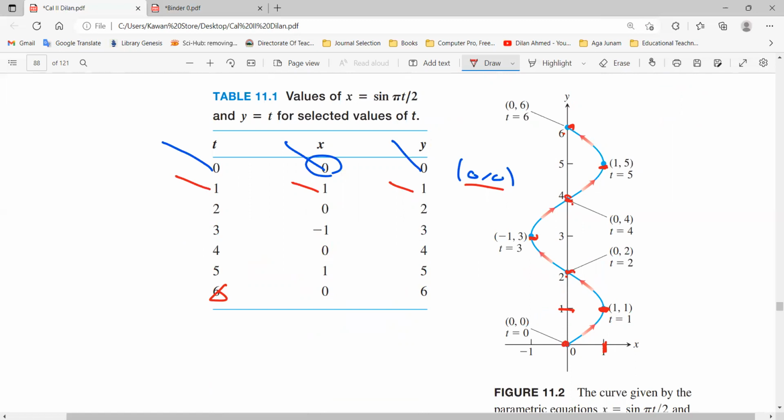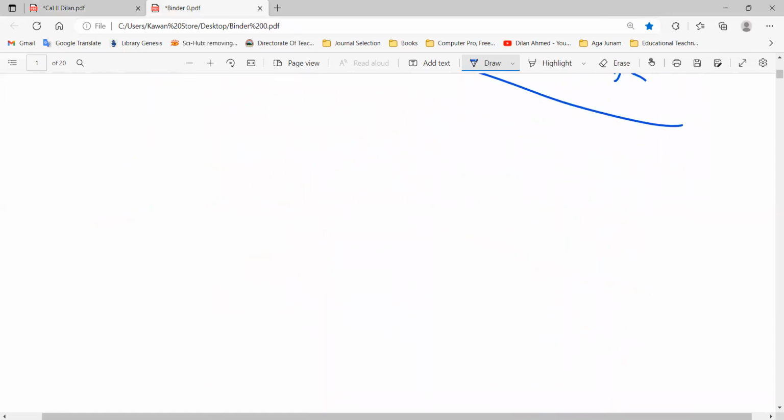How many students understand the first example? Kindly raise your hand if you didn't get the point. You didn't get the point? Okay, so let me do it again.